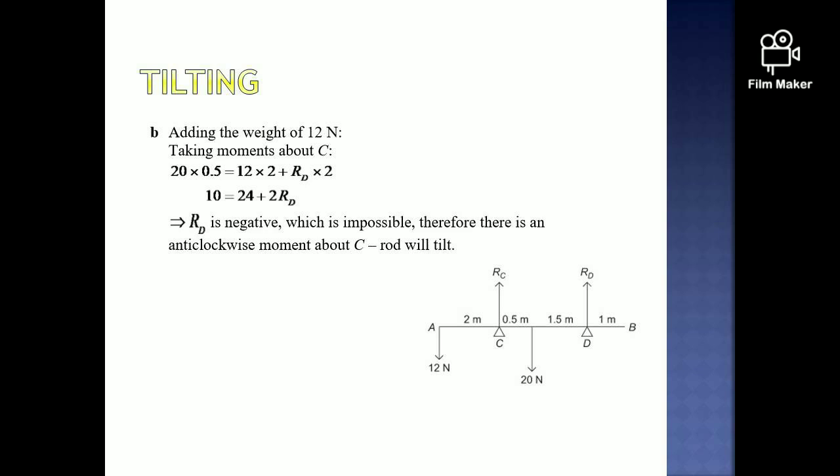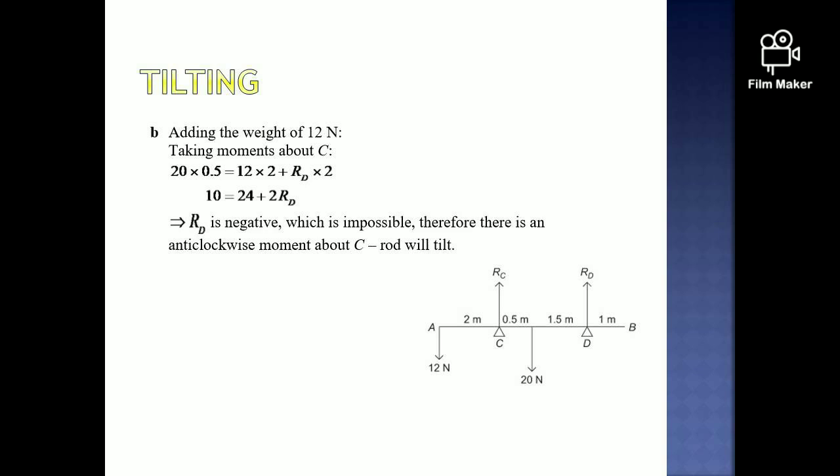Therefore, you can say this is not in the condition where there's a contact between D and the rod. That means definitely the object tends to tilt from C. That is how you need to prove it. Either you can show RD is equal to 0, or you have to show RD is an impossible value to show that the object is tilting.